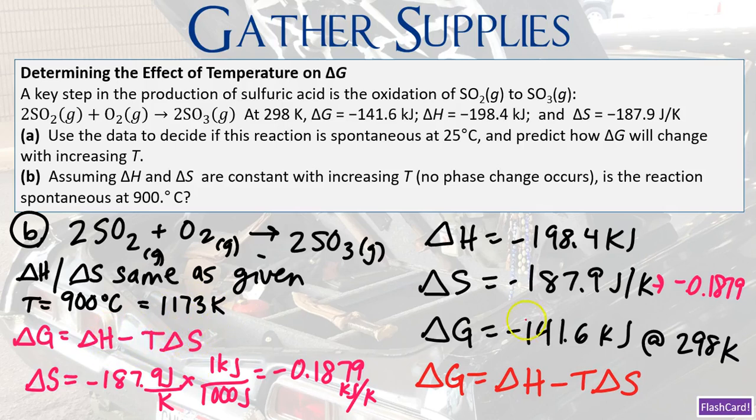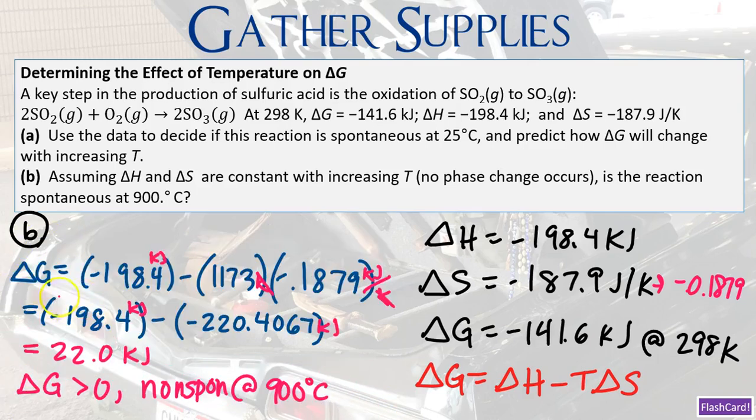But for delta S, we must make sure that we are converting from joules per Kelvin to kilojoules per Kelvin. So we're going to take our delta S value, negative 187.9, and divide it by 1,000 joules. Now we get negative 0.1879 kilojoules per Kelvin. We can use that in our expression and calculate delta G. Whatever our delta G value is will tell us if this reaction is spontaneous at that temperature. If we have a negative delta G value, it's spontaneous. If we have a positive delta G value, it is non-spontaneous.